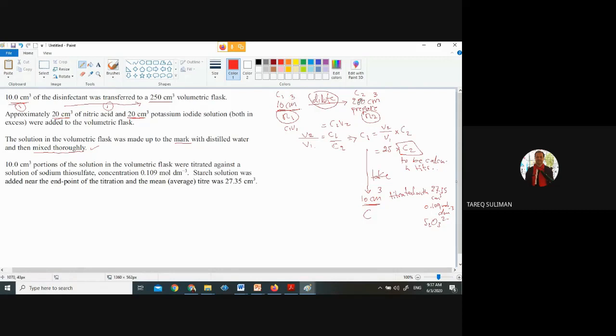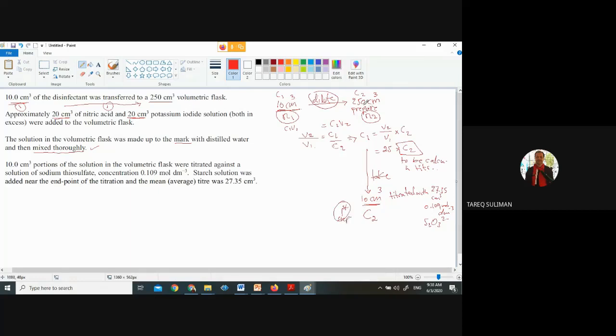The concentration in the 250 centimeter cube and in the 10 centimeter cube is the same. This is C2. Okay? Because we take it from the 250 centimeter cube. The 10 centimeter cube is part of the 250 centimeter cube solution. So same concentration. Okay? Then we will go back. We will start our calculation from here. This will be the first step in calculation.